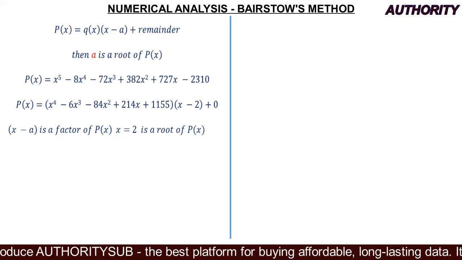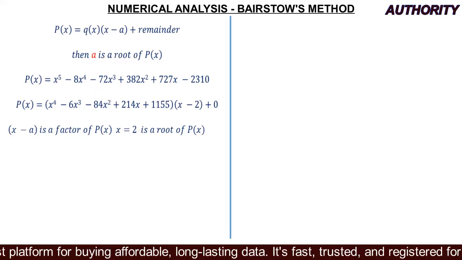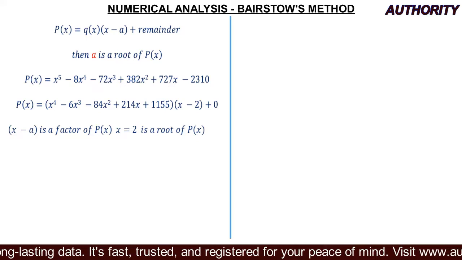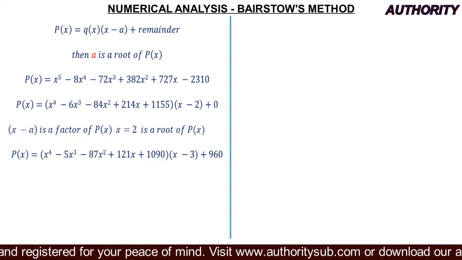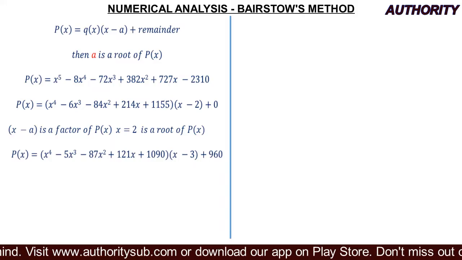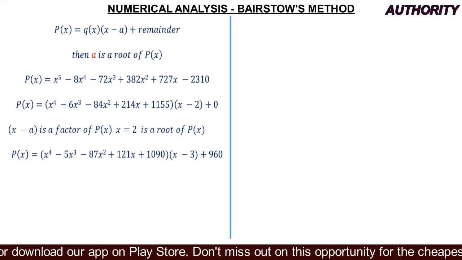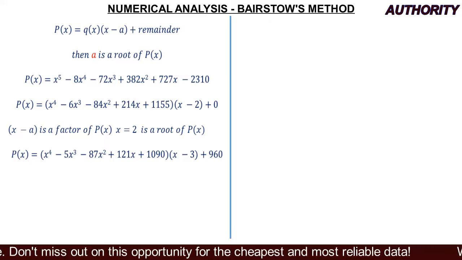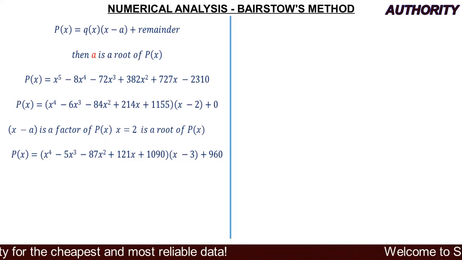Now let me show you something again. You see, this polynomial p of x can be written like this. This x minus 2 is a factor, right? It could be anything, maybe x minus 3. So x minus 3 is going to be like this. We're going to have remainder 960. So that means p of x is equal to x raised to the power of 4 minus 5x cubed minus 87x squared plus 121x plus 1090 in bracket (x minus 3). It can be written like this, then we have remainder 960.